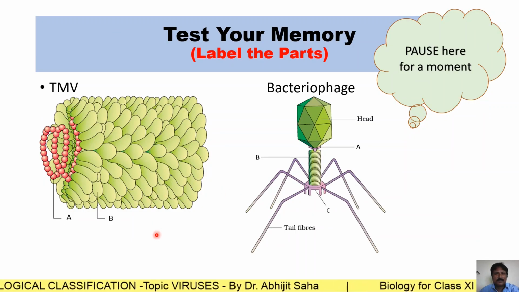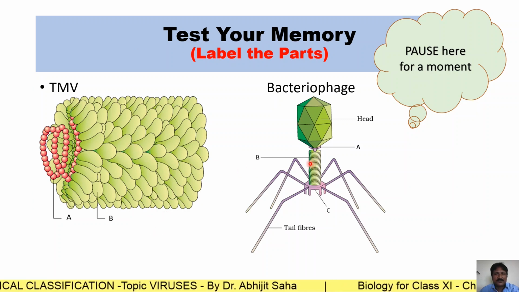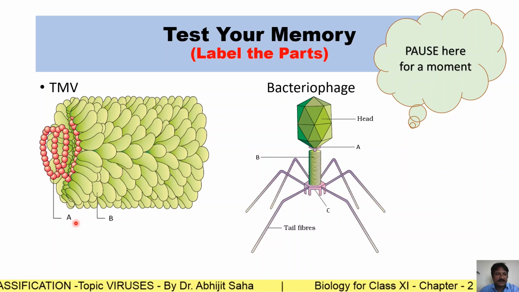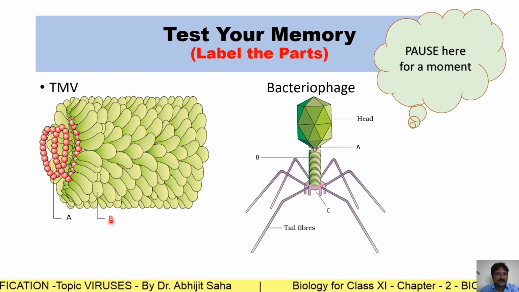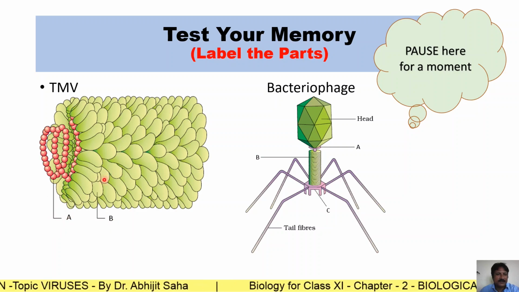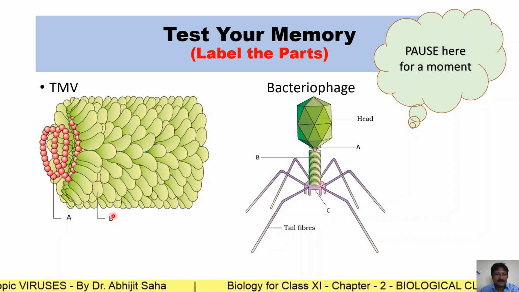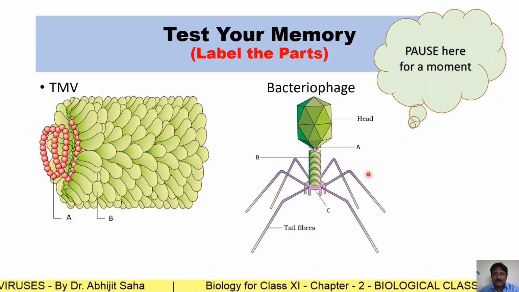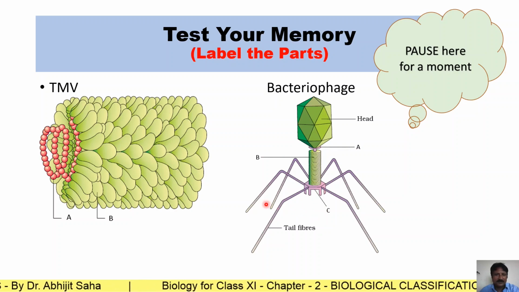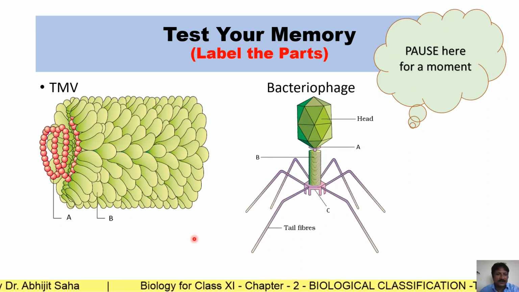Another question for you. Just now we have studied these two structures, TMV and bacteriophage. A and B of TMV, which is this part? Can you name this part? Can you name this part? And from bacteriophage A, B and C, can you name these parts? Okay, done. Thank you. Now let's check.